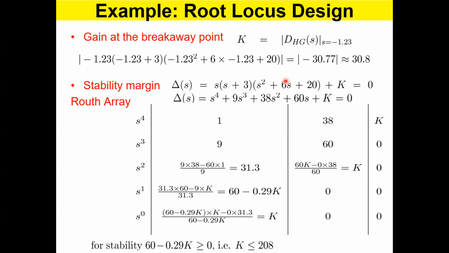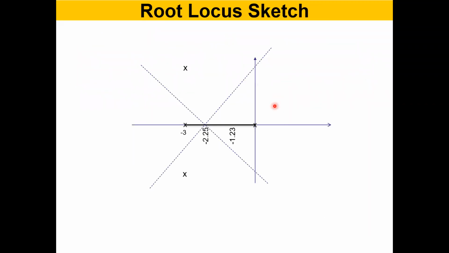So 30.8, let's say 31, right? That is the gain which brings the 2 poles on top of each other at this point. So this will be a specific case. It has some specific characteristics in the response.